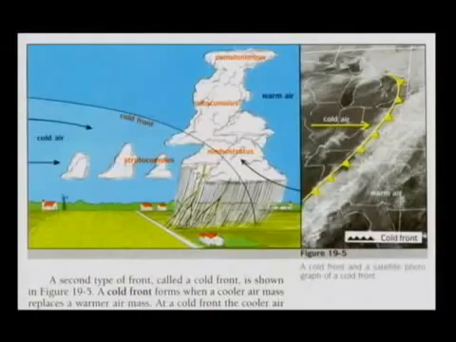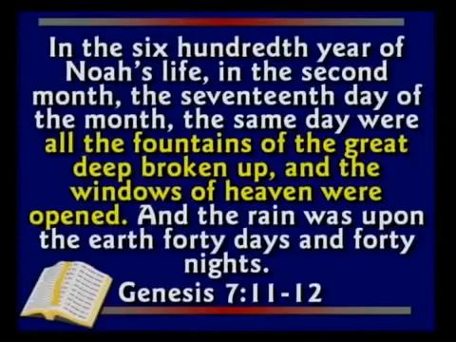The canopy of water that used to protect them rained for 40 days and 40 nights. And all the sewers backed up, and everybody drowned. So this canopy is now gone, fell down at the time of the flood. Genesis 7. In the 600th year of Noah's life, in the second month, the 17th day of the month, the same day were all the fountains of the great deep broken up, and the windows of heaven were opened. And the rain was upon the earth 40 days and 40 nights. The flood water did not all come from the rain. I think the water for the flood came from three sources.